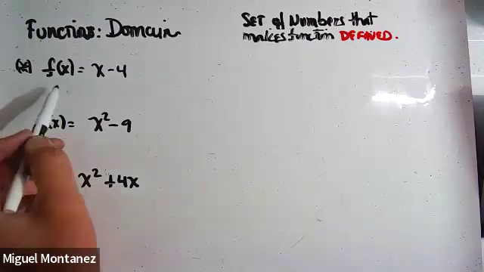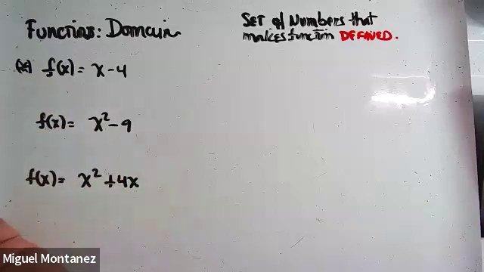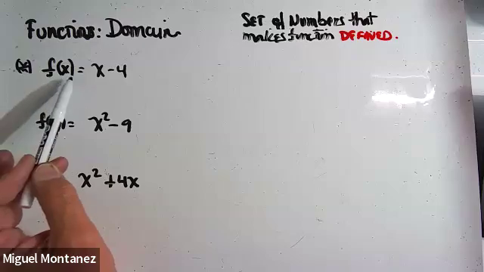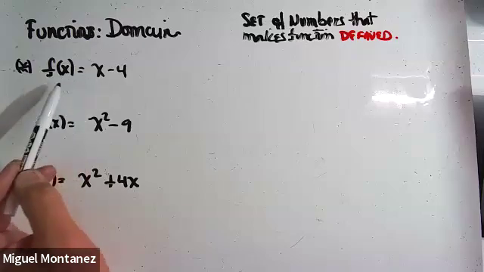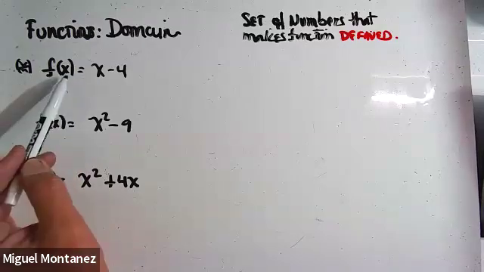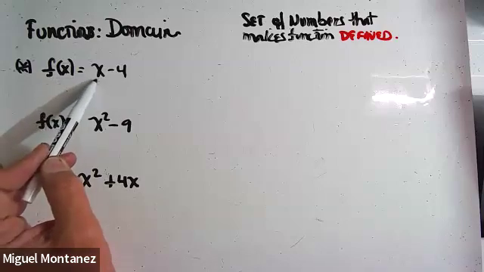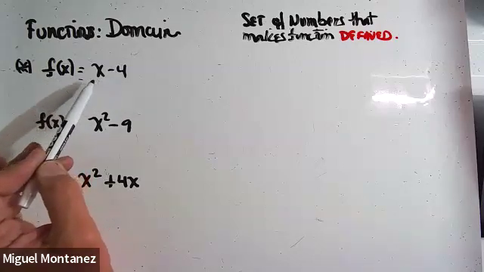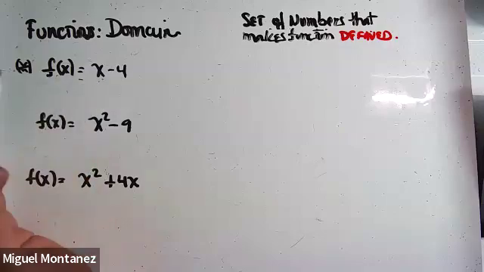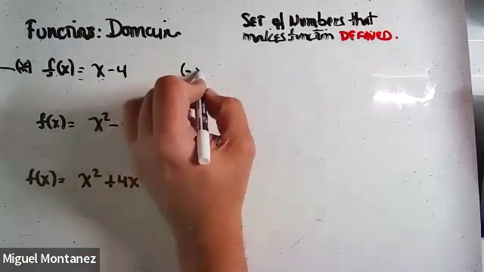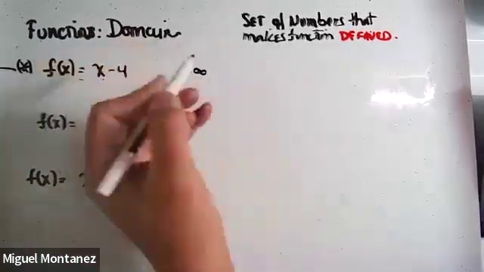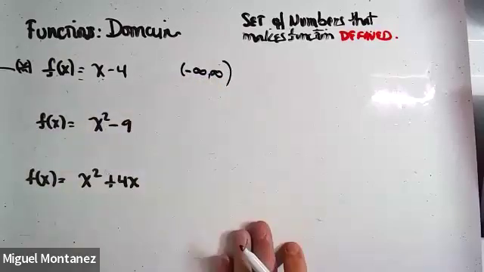Okay. So let's look at this function, x minus 4. This is a linear function. So is there anything that we have to be careful about here? Notice that I can input any number and the function can always calculate the output. Of course, the number takes 4. That would be it. So that means that I can input any number here. So the domain will be all real numbers.